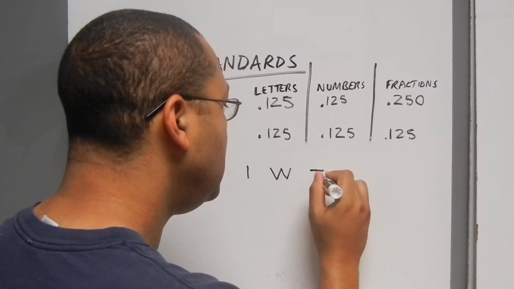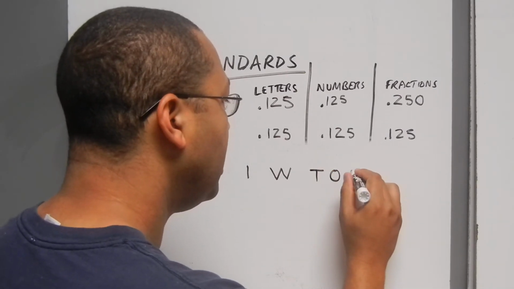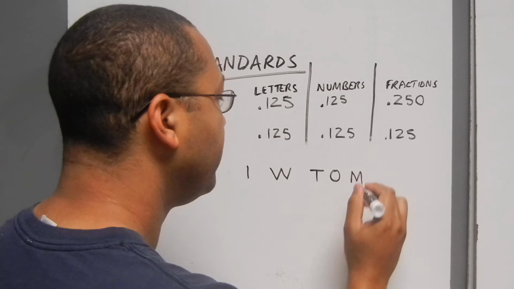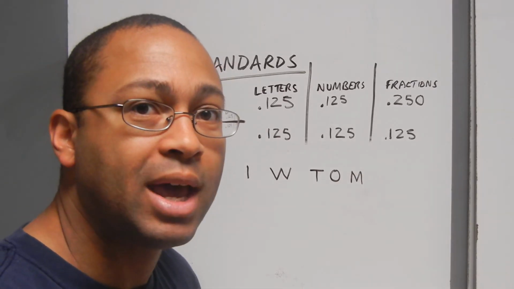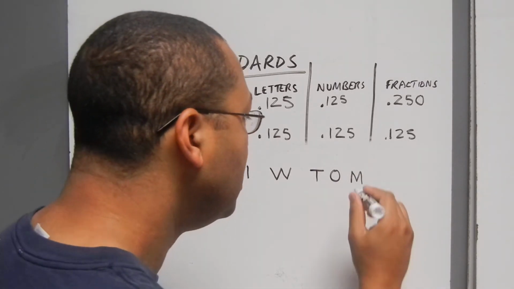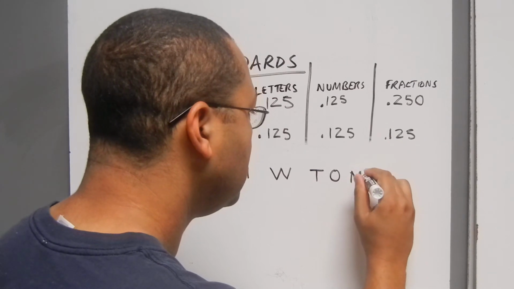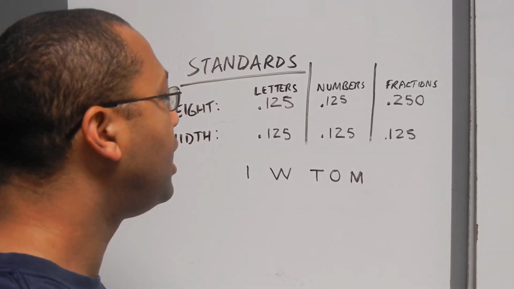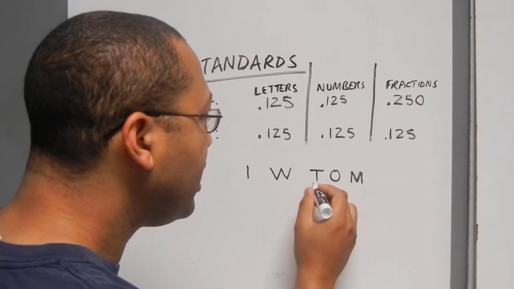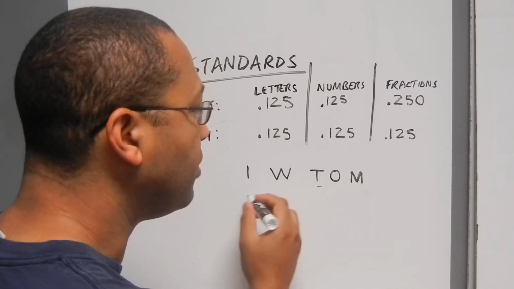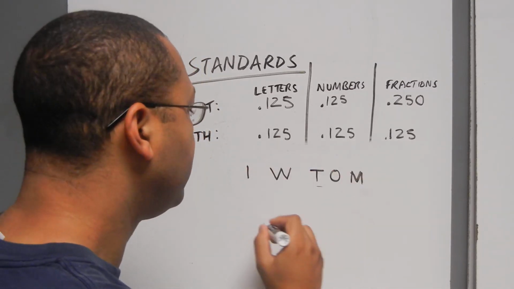Like in T and O and M. No, M is not the same as W. It's a V with two verticals. How wide they are, they're all the same. The height, they're all the same.